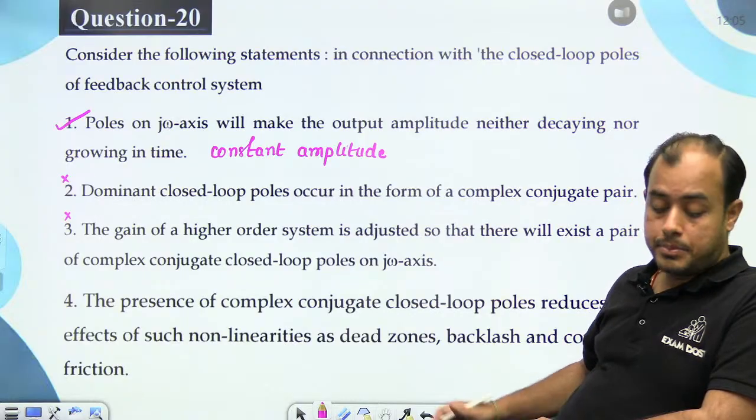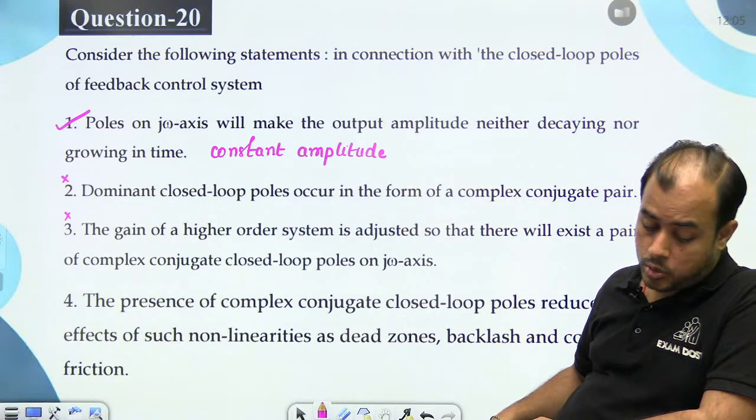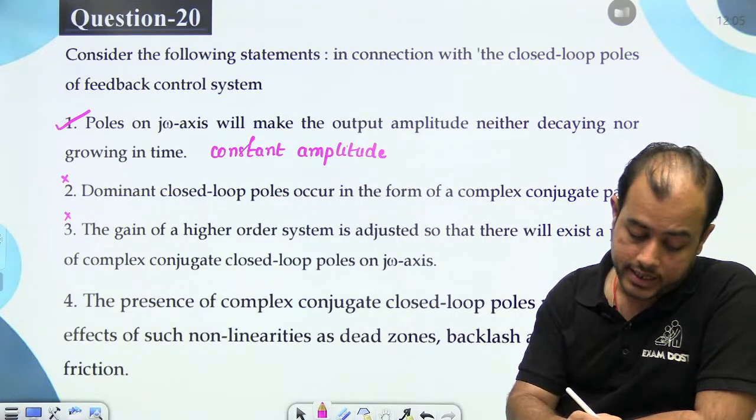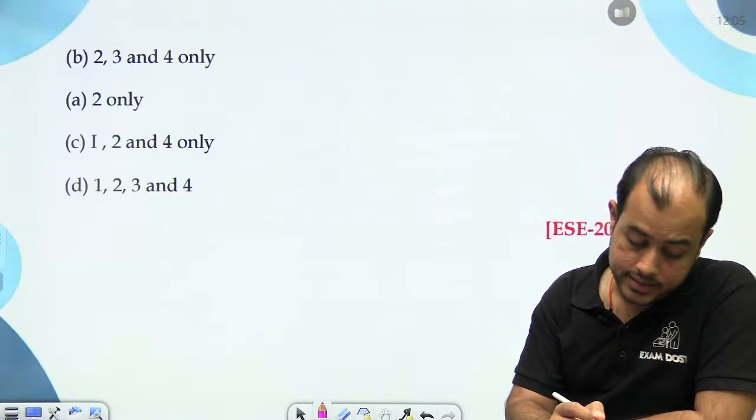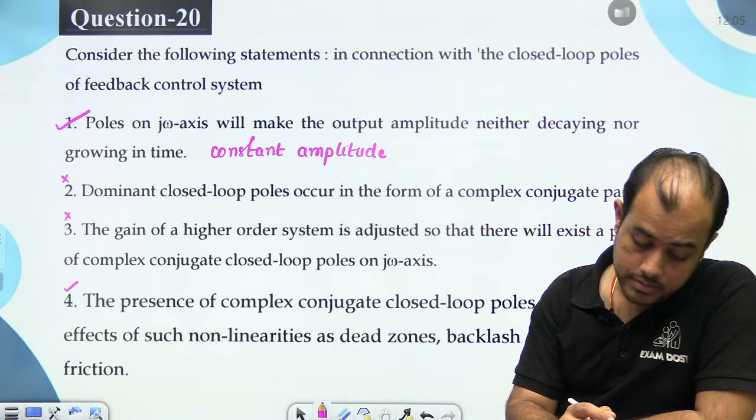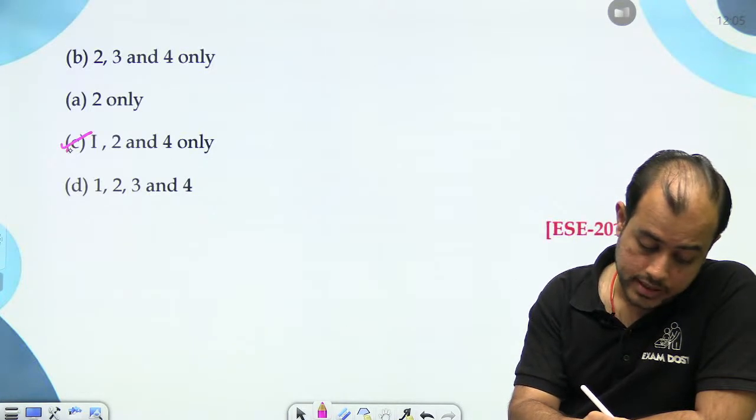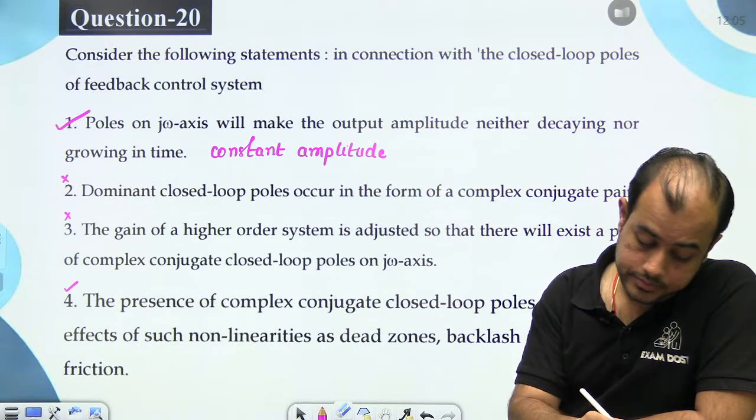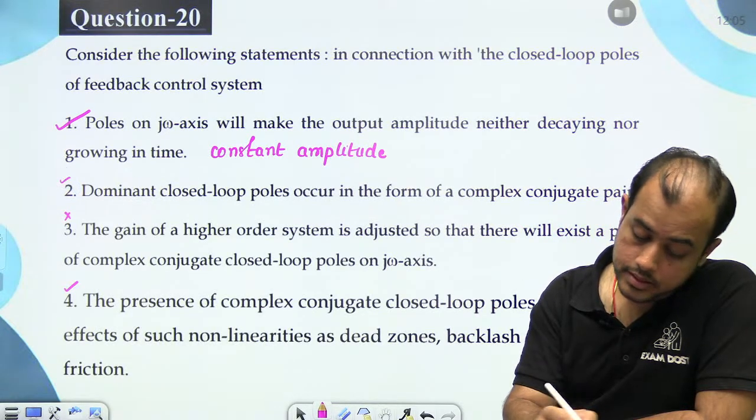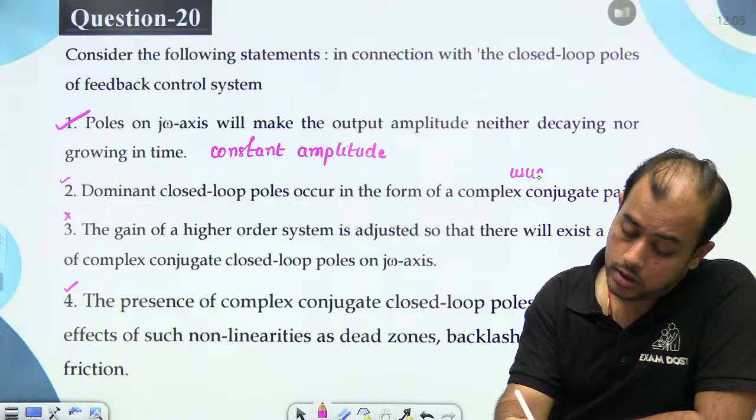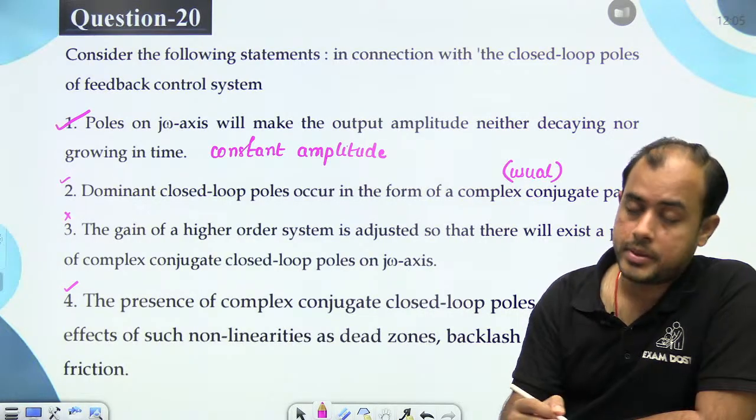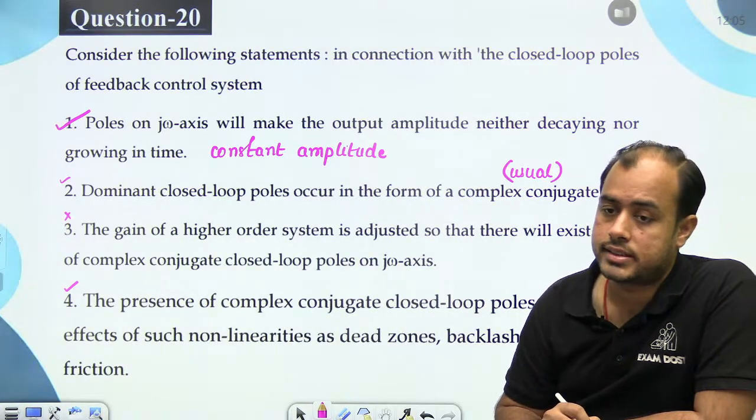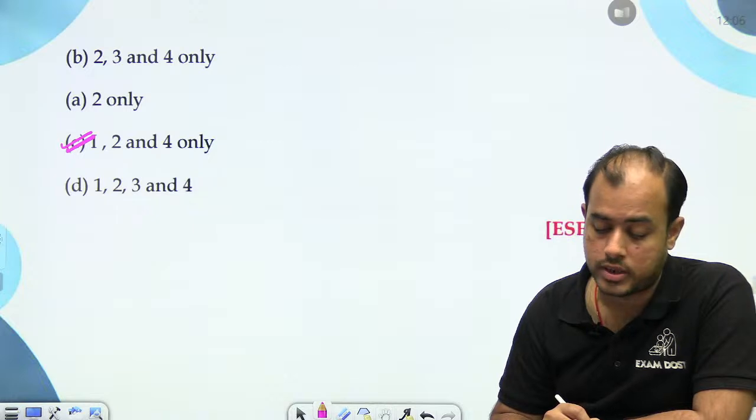No. Presence of complex conjugate pole reduces the effect of non-linearity. Yes, it makes the system underdamped. But फिर आपको ये चूज करना पड़ेगा. This is usual, not always. That dominant poles usually in higher order systems are complex conjugate poles.